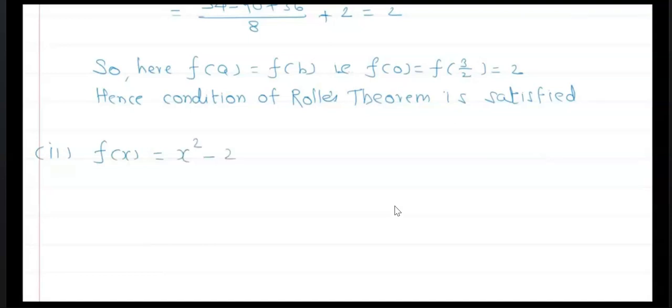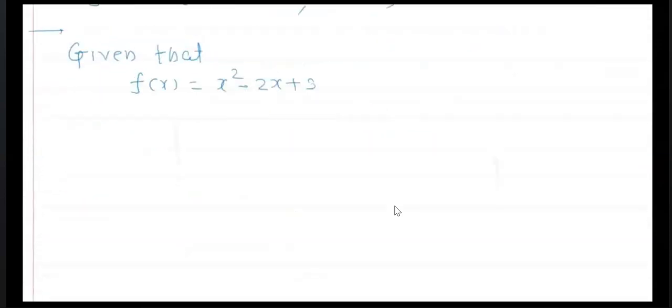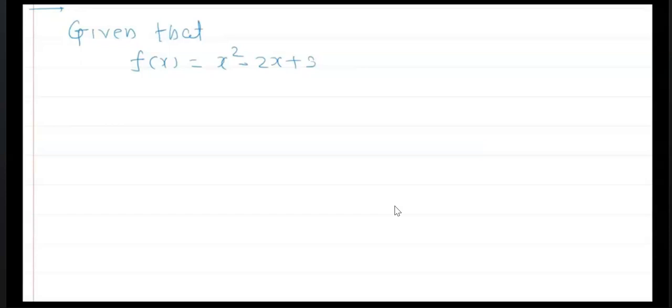Second, f of x is equal to x square minus 2x plus 3, where x belongs to the closed interval 1 to 4. Now again, the given function f of x is a polynomial, so it is continuous on the closed interval 1 to 4.